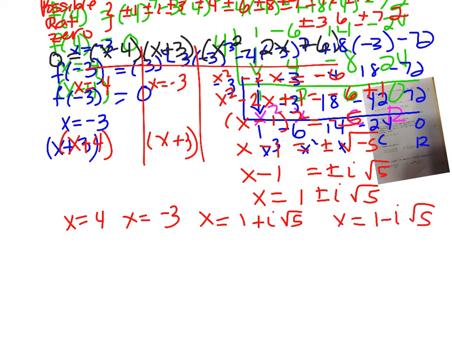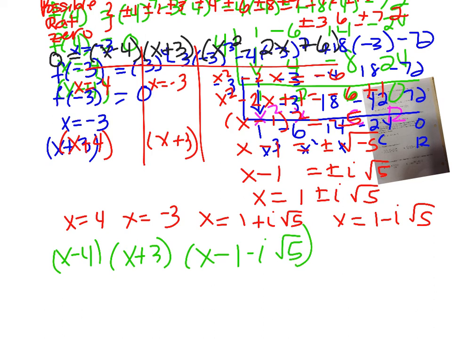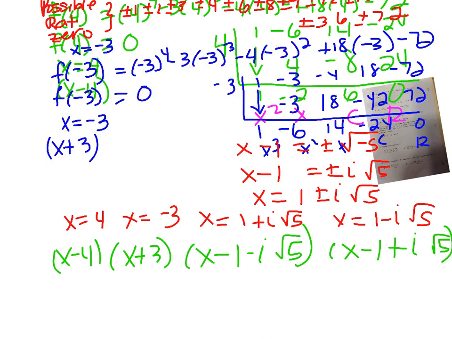Those are my zeros. Now my linear factors are x minus 4, x plus 3, x minus 1 minus i the square root of 5, and x minus 1 plus i the square root of 5. Those are all my linear factors. All right, next. Thank God I only gave you one of those, right?